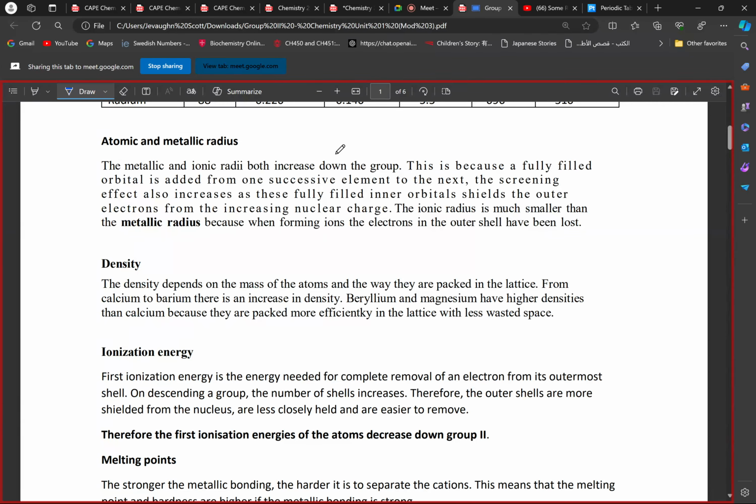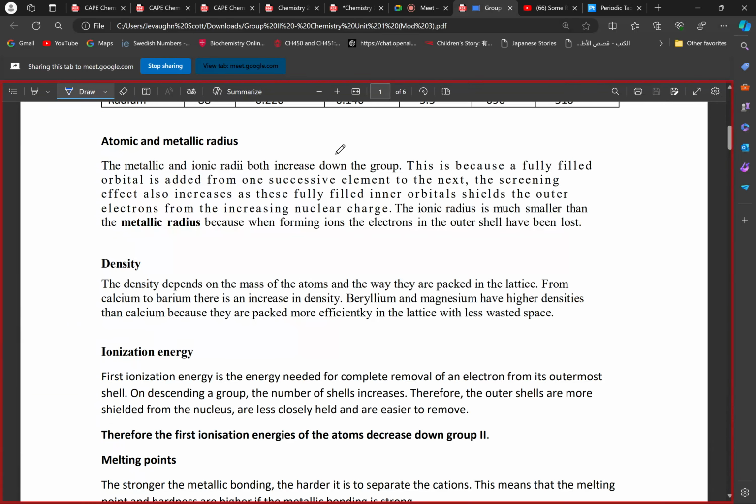Density now. The density depends on the mass of the atoms and the way they are packed in the lattice. At higher levels of chemistry, we're going to look at packing, FCC and similar packing. But at this level, we'll just say they are packed differently. From calcium to barium, there's an increase in density. Beryllium and magnesium have higher densities than calcium because they are packed more efficiently in the lattice with less wasted space. I won't get into what packing is; it is not necessary at this level. So that's just information there.